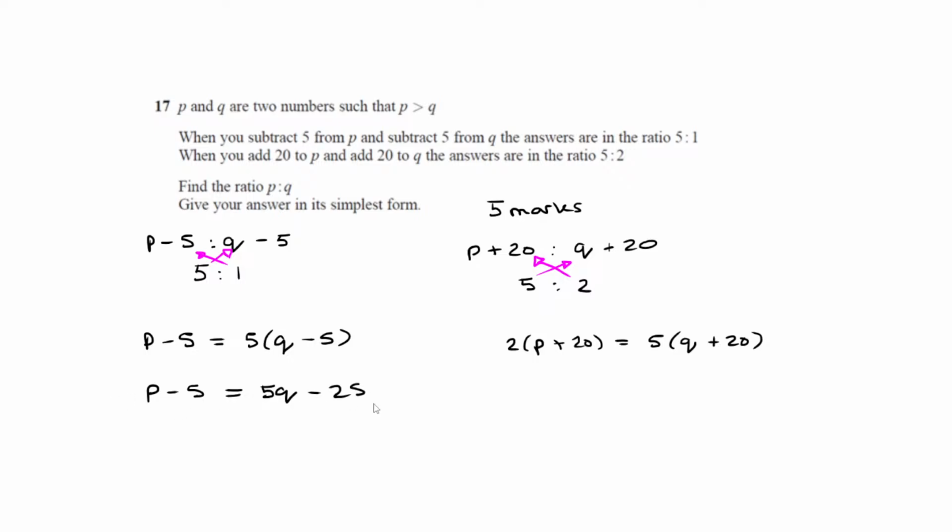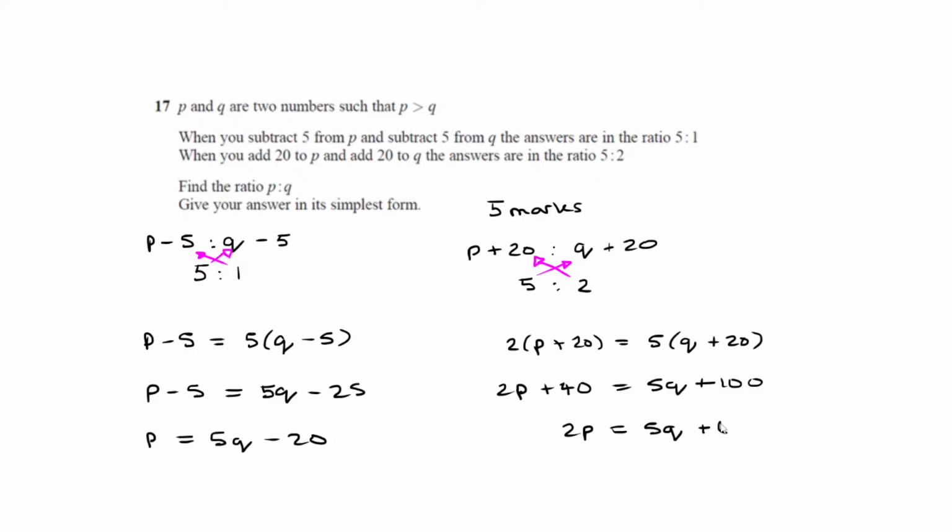Minus 25. Let's see, what do I do? I guess I get the 5s and 25 together. Maybe I'll move the 5 to get P as our subject. It depends how you want to rearrange it. You can rearrange it however you want. Minus 20. Expand this one. 2P plus 40 is 5Q plus 100. Let me move the 40 over, might as well.